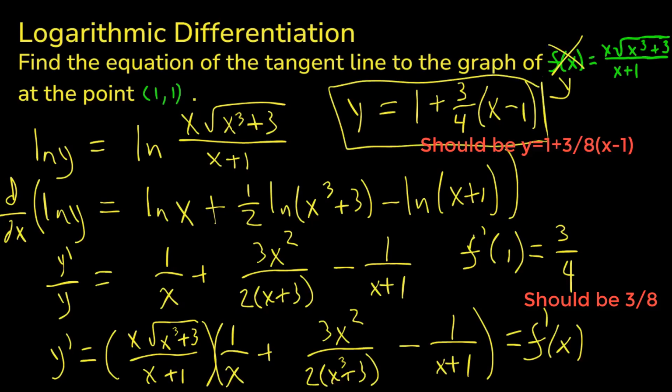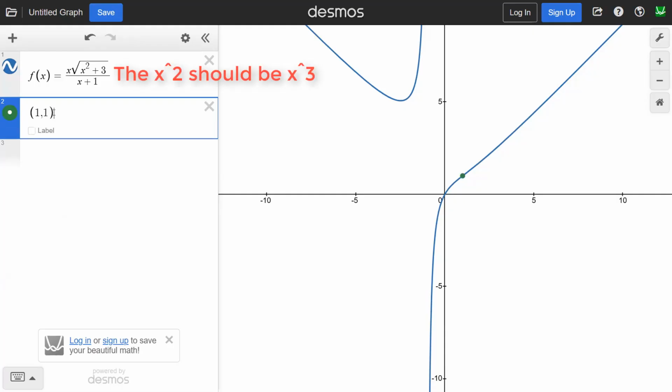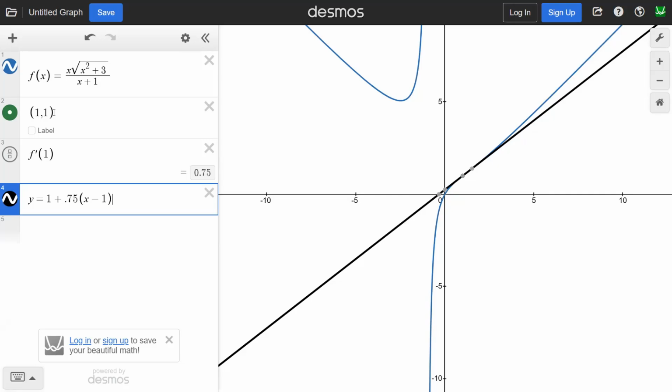I'm going to show you this in Desmos. If you're allowed to use Desmos, we can do it very, very quickly. So here we have the function. We can plug the point in, or plot the point rather, and f prime of 1 is 0.75. We could see it real quickly there. And then we can also graph the equation of the tangent line. So y equals 1 plus 0.75 x minus 1. And there we go. We have the equation of the tangent line.